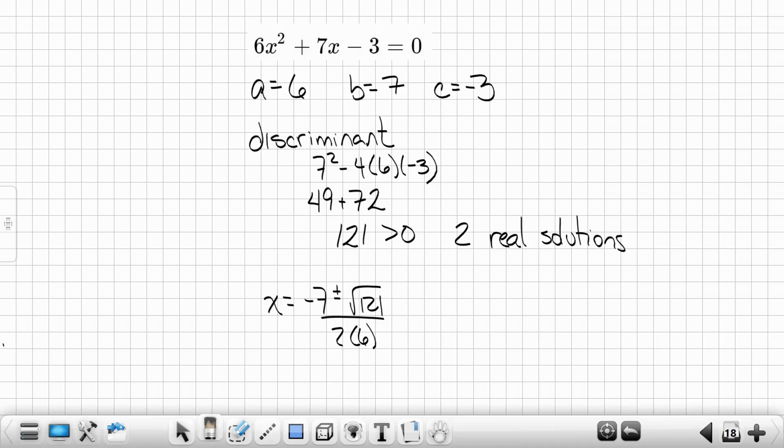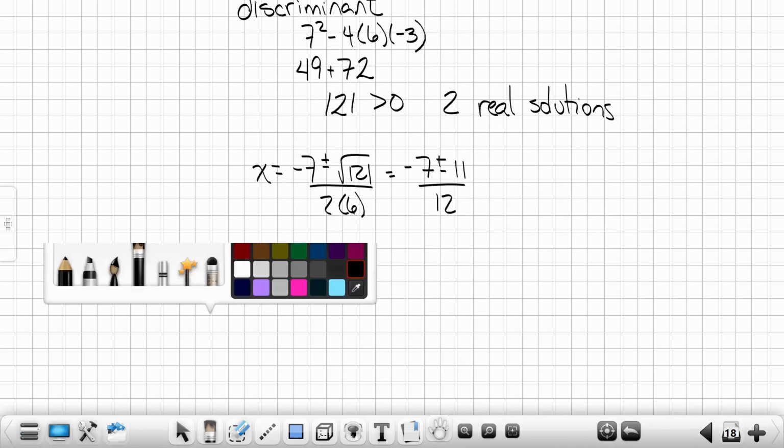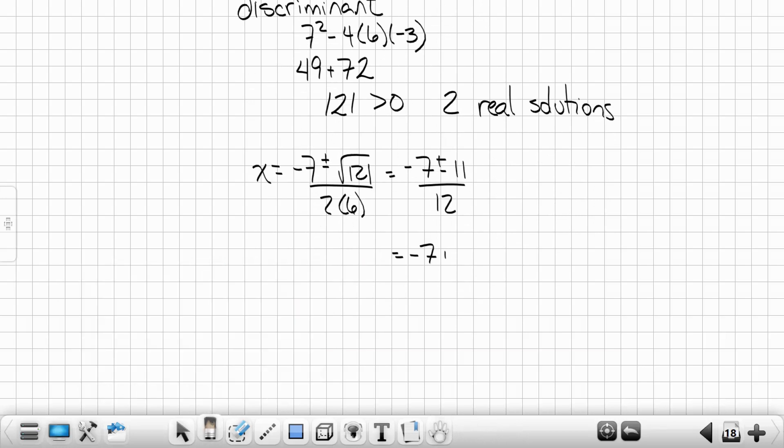What's the square root of 121? 11. Okay? And then, if this said negative 7 plus or minus the square root of 13, we'd be done. But we can simplify negative 7 plus or minus 11 over 12. So let's go ahead and find our 2 solutions. Negative 7 plus 11 over 12. Negative 7 minus 11 over 12.